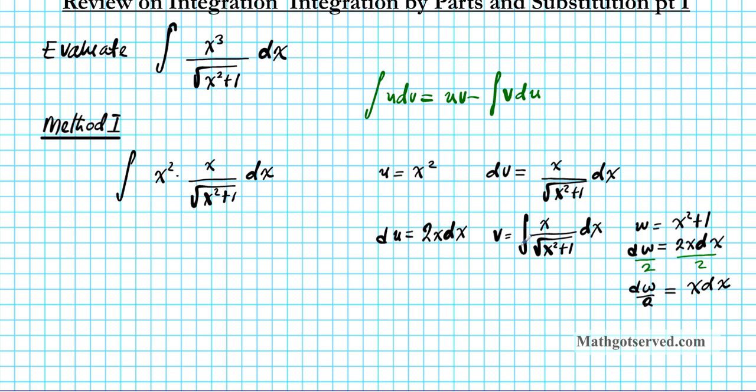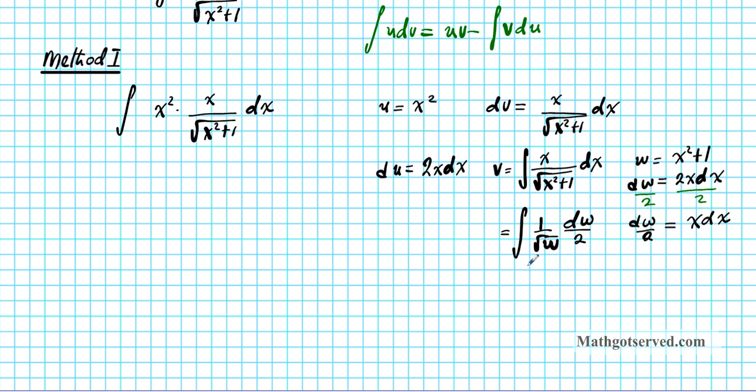Now we're ready to make our substitution. We're still trying to figure out what v is, and we have to evaluate this integral to figure it out. So we're going to have the integral of this piece, 1 over the square root of x squared plus 1, which can be written as 1 over the square root of w, since we're calling it w this time. And then our x dx will become dw over 2.